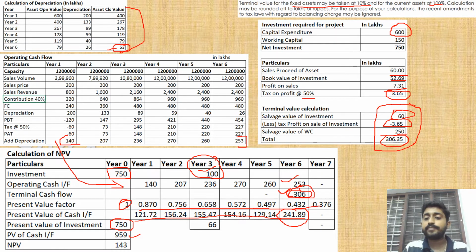Present value of cash inflow minus present value of cash outflow. Cash outflow is 750 plus 66. 66 is the present value of cash outflow for the third year. 100 lakhs we are investing for the working capital. So present value of cash inflow minus present value of cash outflow, 959 minus 750 minus 66 will give you a NPV of 143. NPV of 143 is positive, which is good for the company.